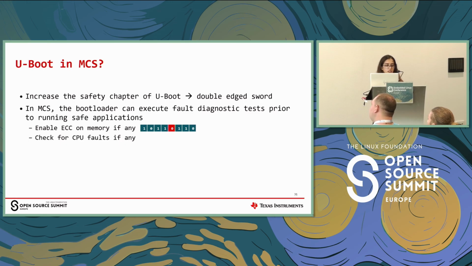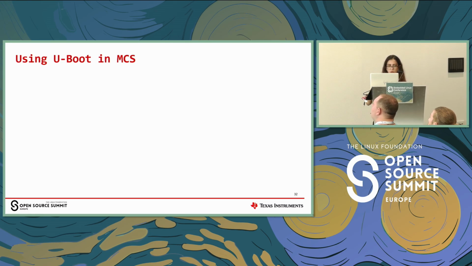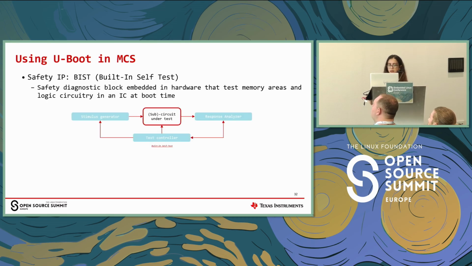And the next thing that you can do is check for any CPU faults. And this brings us to the hardware IP called the BIST, or the built-in self-test, which does exactly this. So let's just talk a little bit about this IP, which is a hardware block. It is a diagnostic block that tests both your memory areas and the logic circuitry of your IC at boot time.